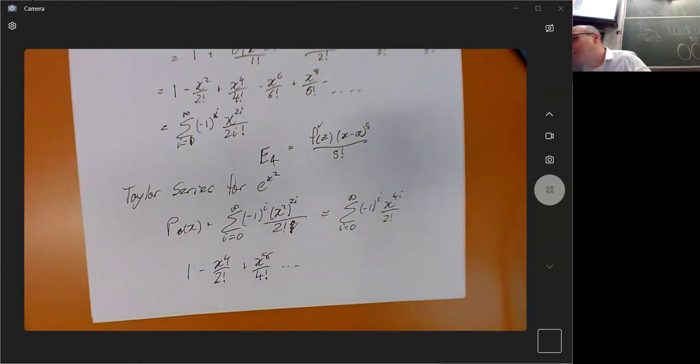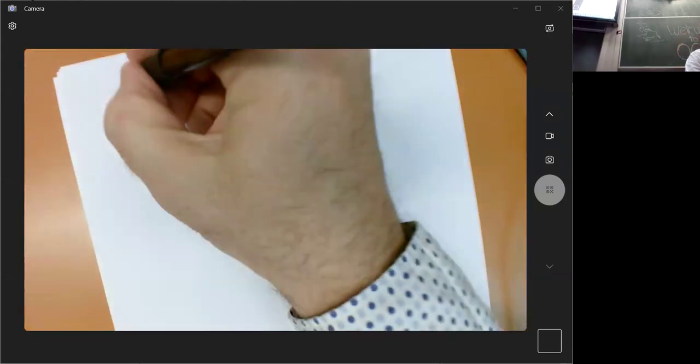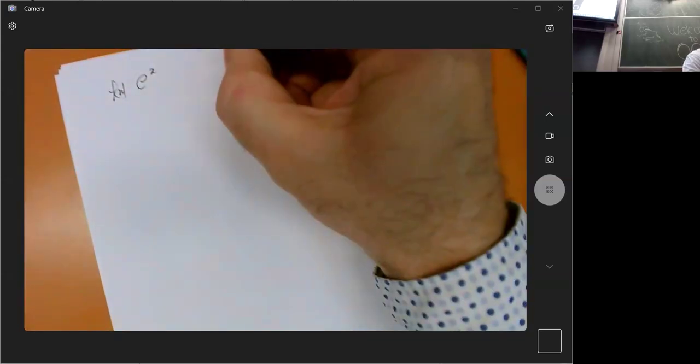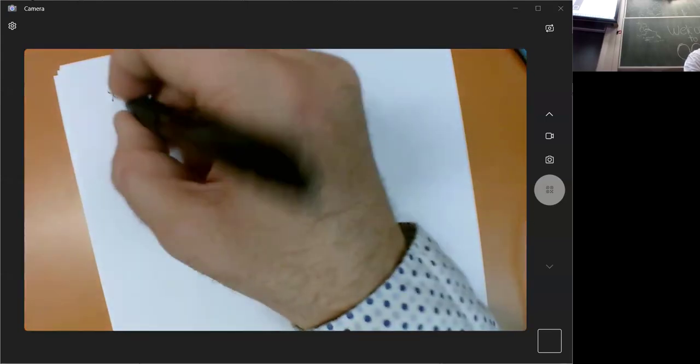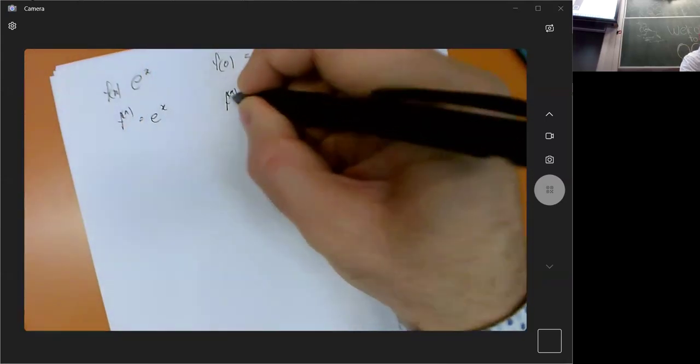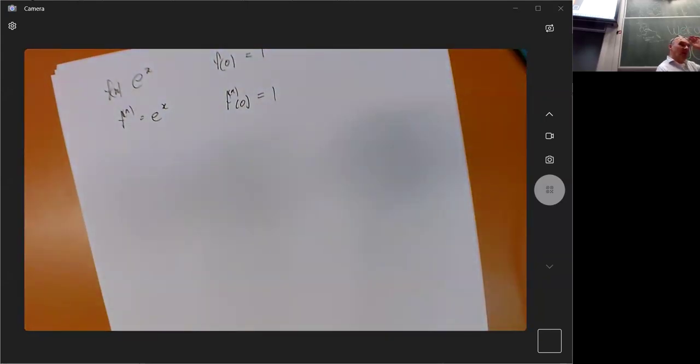Did I write that? No, e to the x. So, let's pause momentarily and just do e to the x. If your f of x is equal to e to the x, and you're doing f of 0, that's going to be 1. But the nth derivative is just going to be equal to e to the x, so the nth derivative at 0 is all going to be 1. All those coefficients are 1.